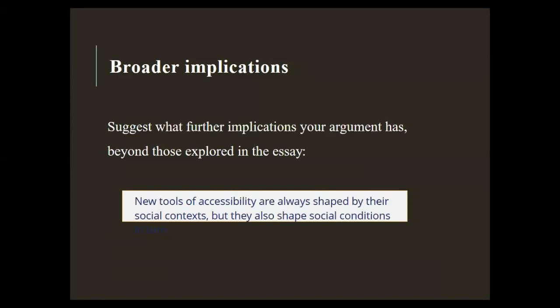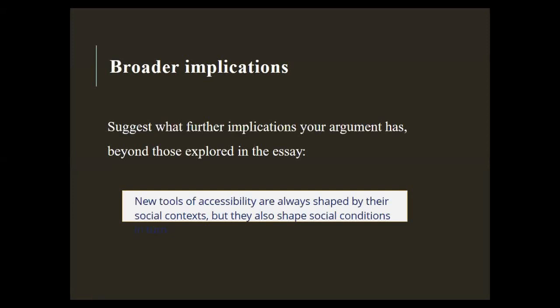Okay, so you have dealt with one further implication. You were talking about Braille throughout your essay, but in the end you generalize it, that whenever there are new tools of accessibility, they depend on the social context. Social context means what kind of people are there in the society, whether you are going to receive acceptance, or there will be reservations, that kind of thing. But they also shape social conditions. They tend to change social conditions as well.